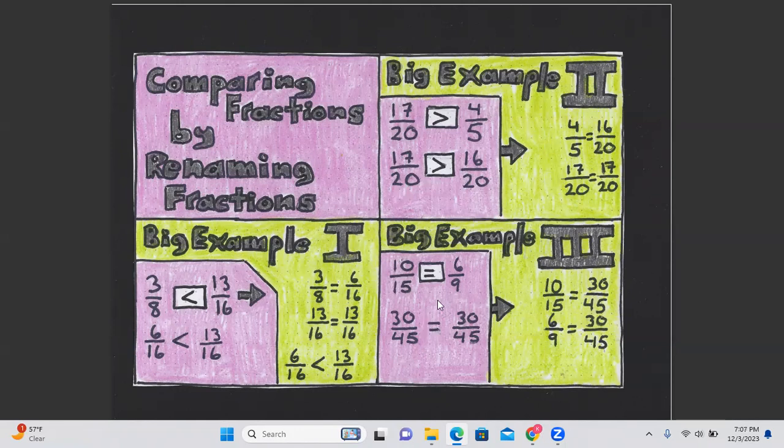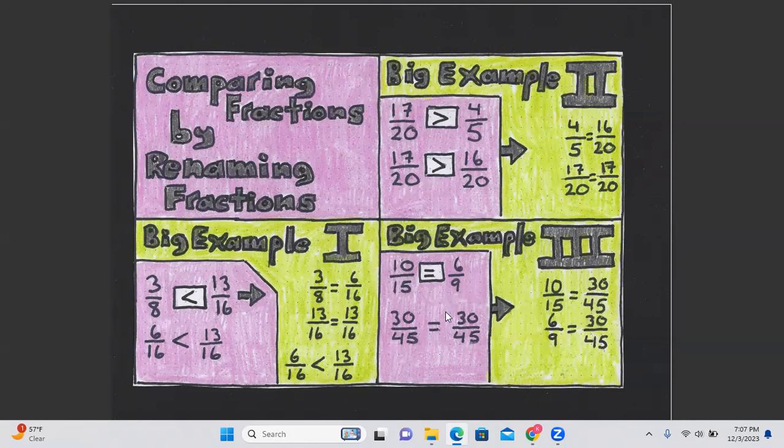How can we prove that 10/15 is actually equal to 6/9? They look nothing alike, but yet they're equal. Again, we can use the least common multiple method using 45 as our common denominator, and we know that 15 times 3 would give us 45. Whatever we do to the denominator, we do to the numerator. 10 times 3 will give us 30. Conversely, 9 times 5 would give us 45. 6 times 5 will give us 30. And as you can see, both are equal.